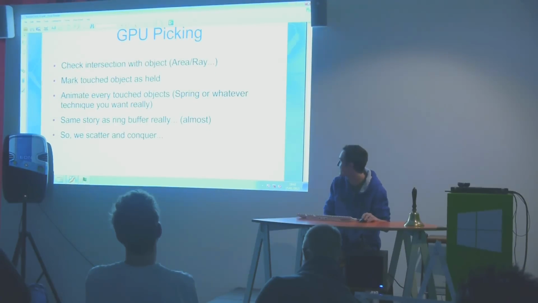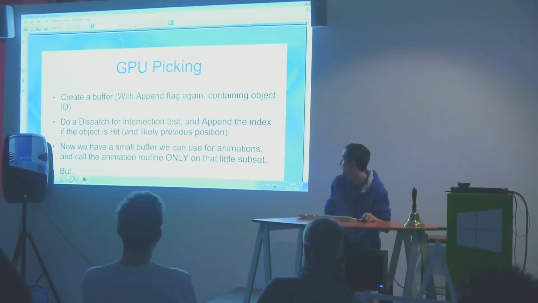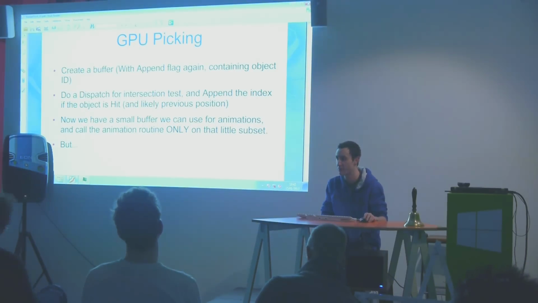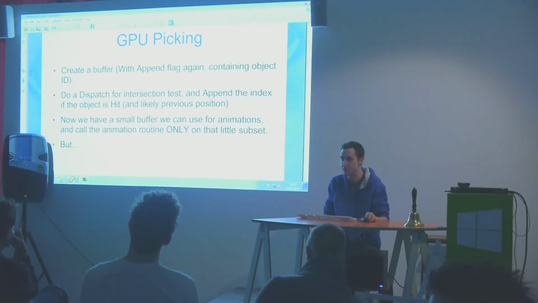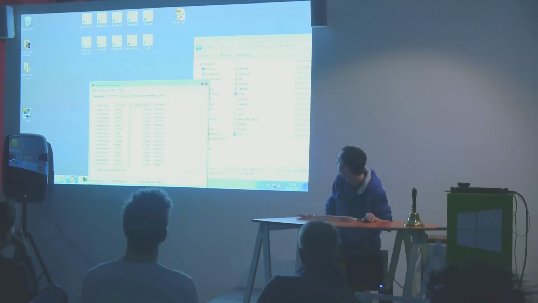So it's a bit the same as doing buffer. We create a buffer, then I do an intersection test. In this case, I convert the mouse position into a ray, and then I do a ray test on the object. Now we have a buffer which we say is the object hit, and call the animation routine only with that number of objects, because for objects that are not touched, there's no point in moving them by 0. So we always try to reduce the set of data we're working with. But you'll see there's a little but.